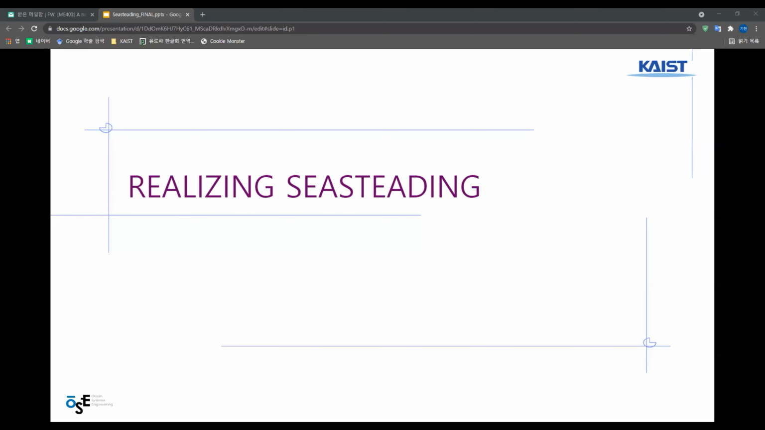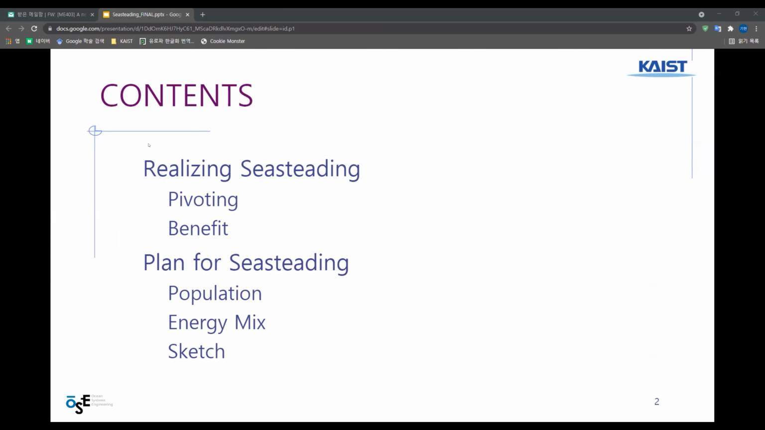Okay, then I will start our final presentation, and I'm going to talk about how to realize the study. The presentation is conducted in order to realize this study and plan for it. In the realizing part, I'm going to explain how we pivoted our idea and what the benefits of our idea are. In the planning part, I'm going to talk about the preparation of this study, the energy mix plan, and our brief sketch.